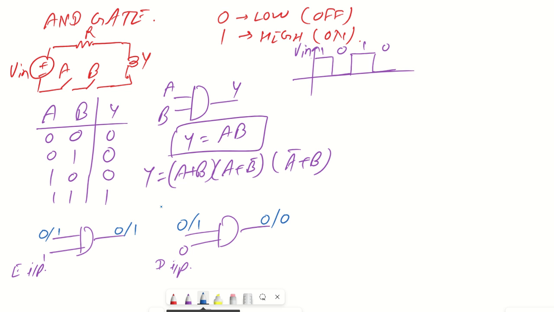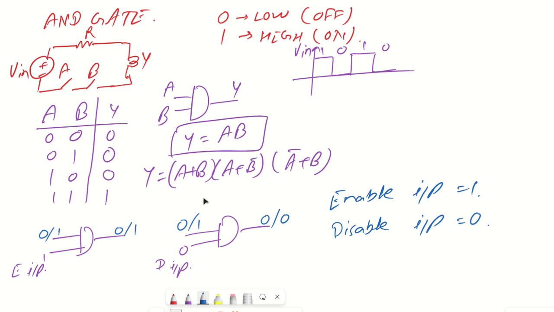So in short, you can write down enable input is equal to 1 and disable input is equal to 0. If you keep one of the pins as 0, then the output will always be 0. Good. So this was my signal which can be considered as high or low based on this.